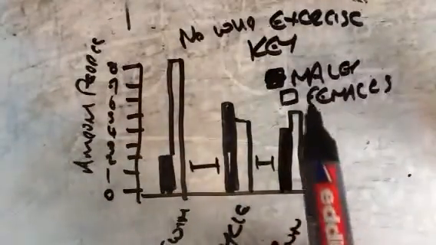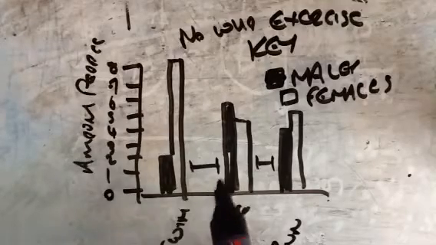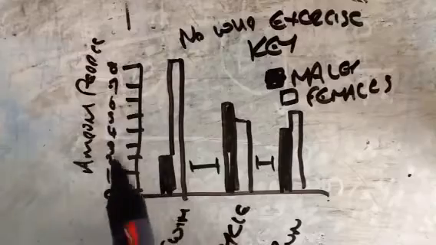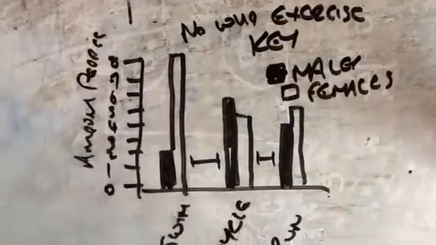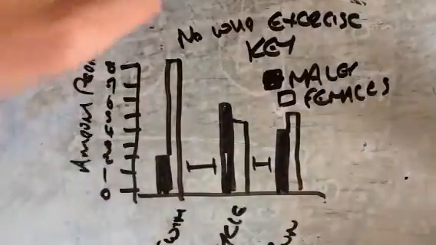So just remember to put the key. Remember the bars are the same width. Remember the gaps between them are the same width. If you don't want to leave a gap, you don't have to. Remember these are all nicely even scaled. I've gone up in ones, but you can go up in twos. Make sure that's labelled. Make sure your bottom's labelled. Give it a title, and that's everything you need for a bar chart.